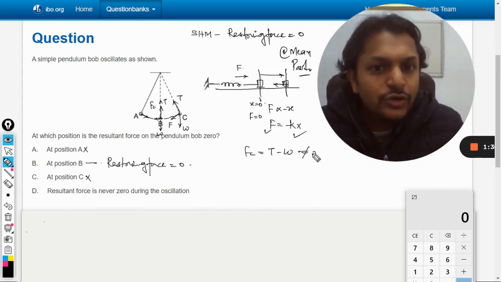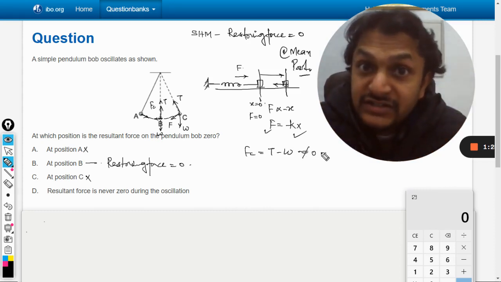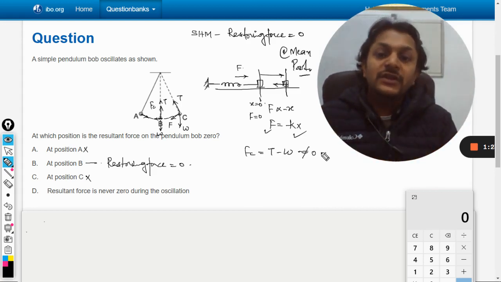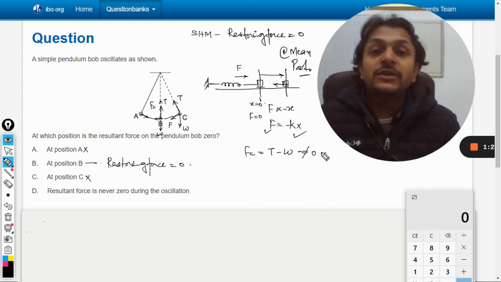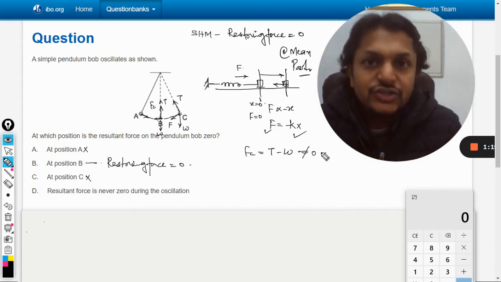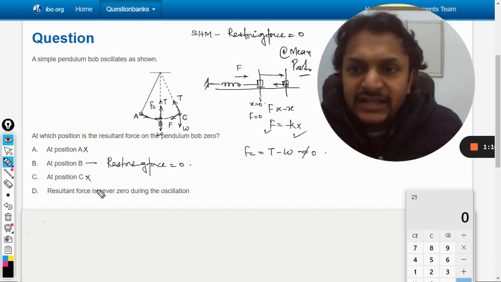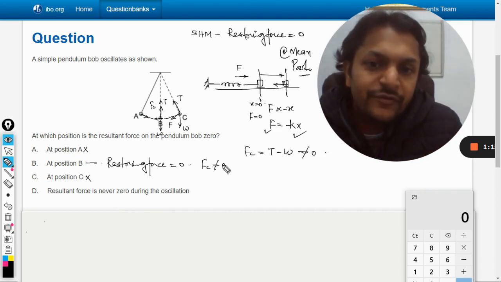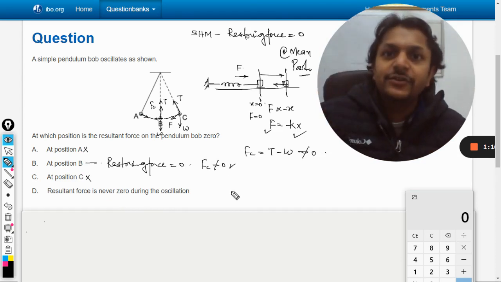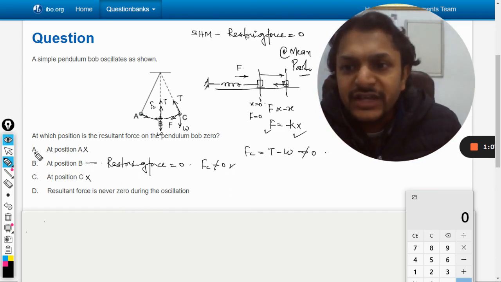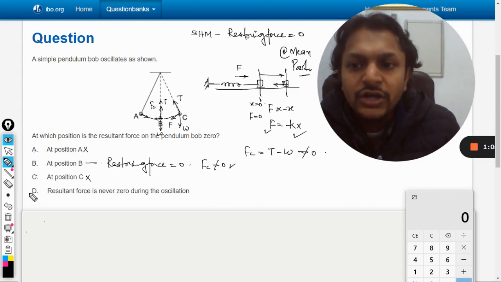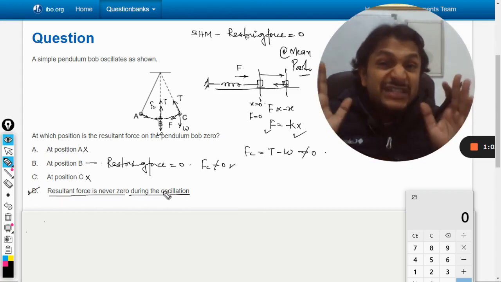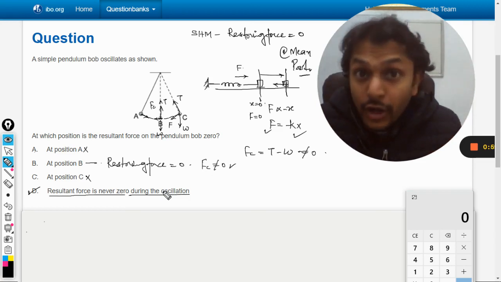But this is not going to be equal to 0, because if it is 0, body will not move in a circular fashion, but body is in a circular motion here at the point B. So centripetal force cannot be 0. Hence at B also the forces are not 0. That is why we have to say that A, B, and C all are wrong. So D, the resultant force is never 0 during the oscillation. This is absolutely correct. Ironically, isn't it?